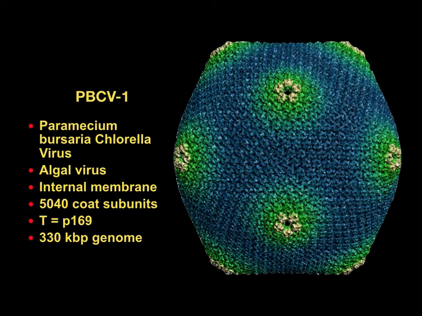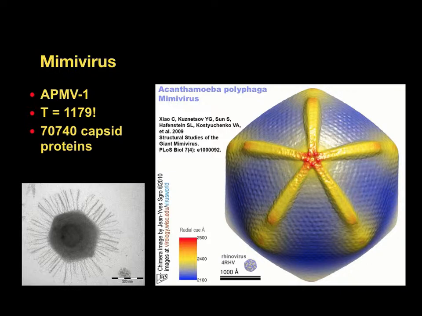And then we have mimivirus, a giant, ginormous virus. This one is an Acanthamoeba polyphaga mimivirus, and the T number is 1,179. So if you multiply that by 60, you get more than 70,000 subunits that arrange to form this capsid.